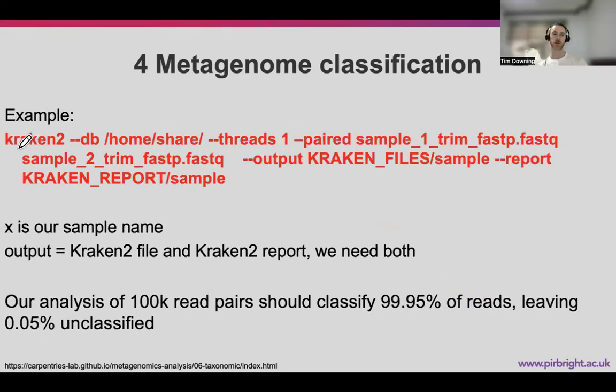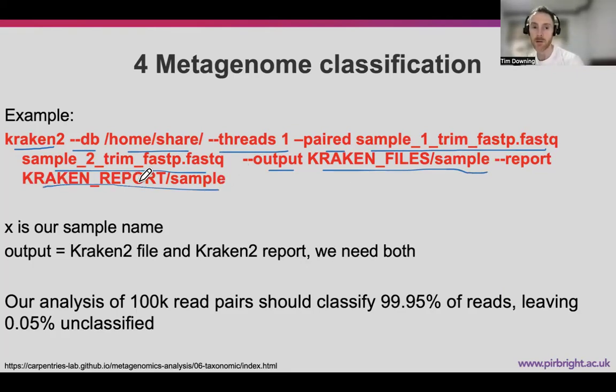So here we have our commands. Our command structure is to have Kraken 2. Our database is in home share. We're just using one thread. We have paired samples where this is the first FASTQ file and this is another FASTQ file. Our output is sent to this folder for the Kraken file, and then the report containing the taxonomic classification is sent to the Kraken report folder. And you see that the names of those files are both sample, just for simplicity to refer to the same sample consistently. So you'll need to change these output names if you're using this for something else. And what we expect to find is about 99.95% of reads are classified, which is unusually high in this artificial setting.